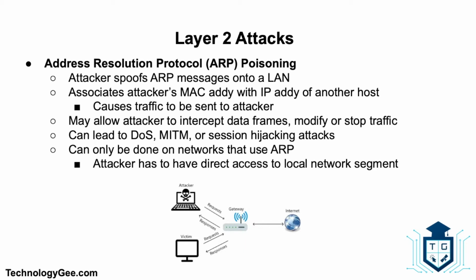ARP spoofing may allow an attacker to intercept data frames on a network, modify the traffic, or stop all traffic. Often the attack is used as an opening for other attacks such as DoS attacks, man in the middle, or session hijacking attacks. The attack can only be used on networks that use ARP and requires the attacker to have direct access to the local network segment that is to be attacked.